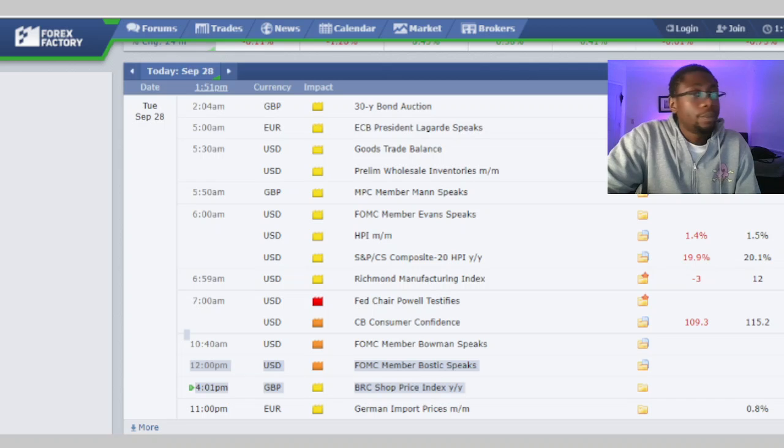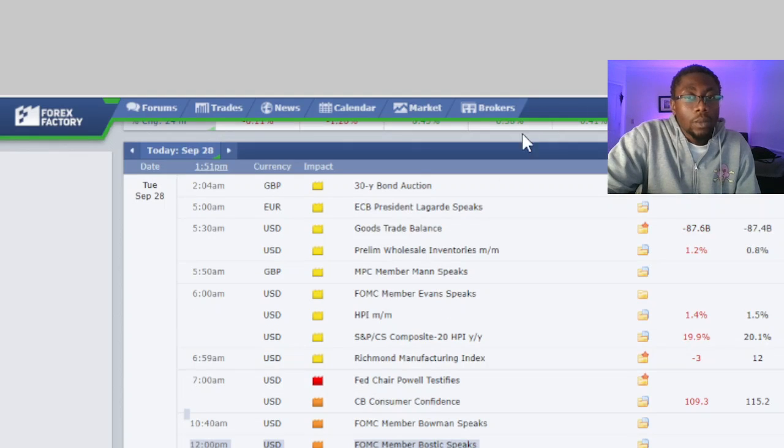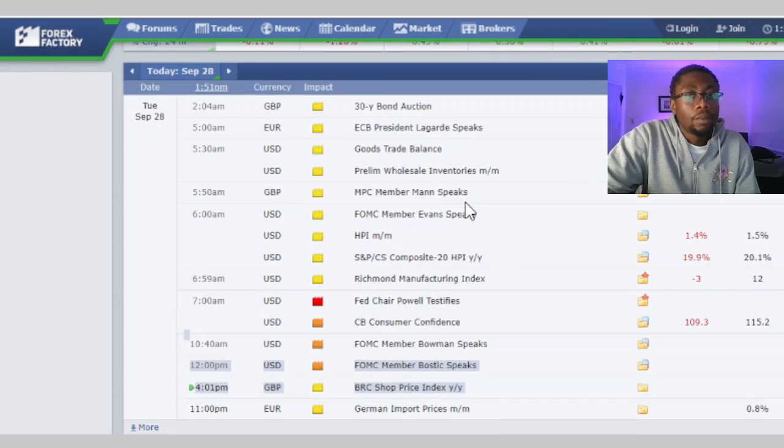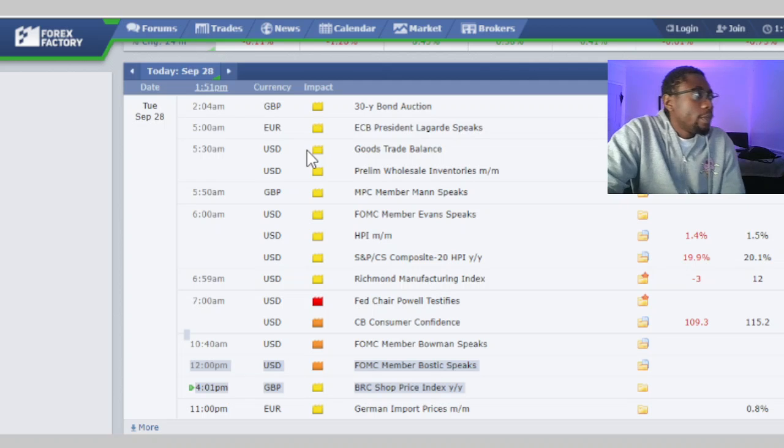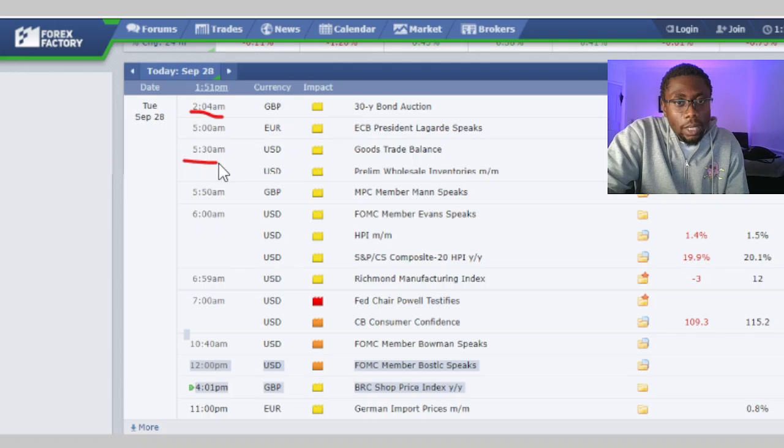So here we have the Forex Factory. It's very helpful. It displays all of the different currencies and their related news that comes with it. It breaks it down by time, so you see the time on each of them. It breaks it down by the day of the week and the day of the month.